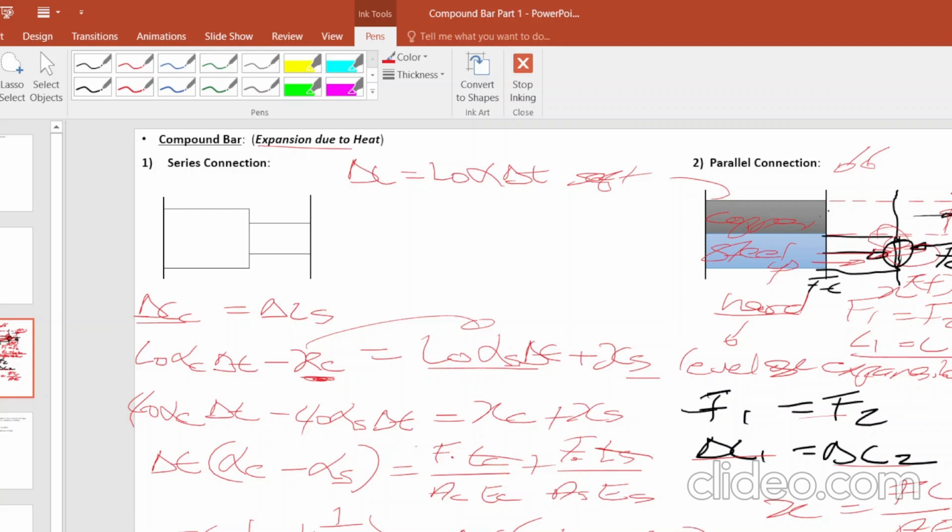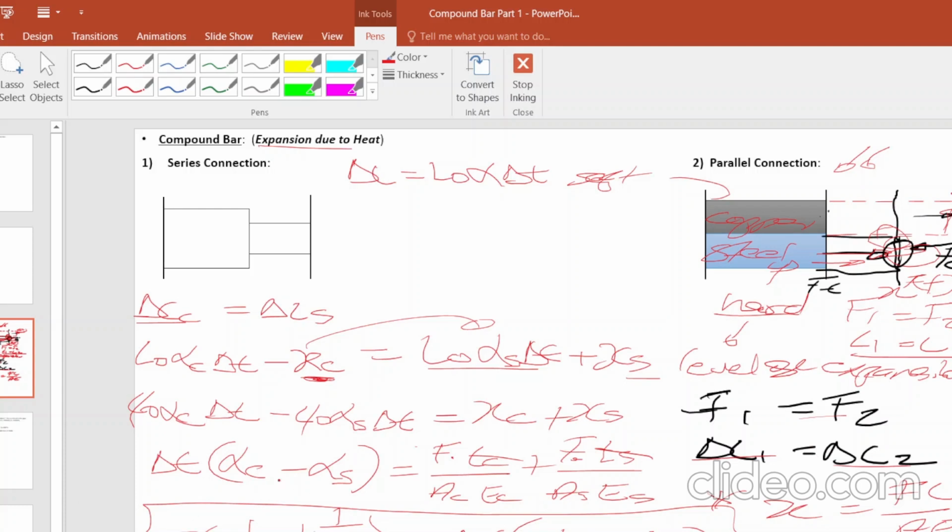This is what we have. This is the formula that we will be using under the expansion due to what? Due to heat. This is the formula that we'll be using here. This is the parallel formula. Please, parallel formula. You can tell that the condition that we dealt with here has to do with parallel.